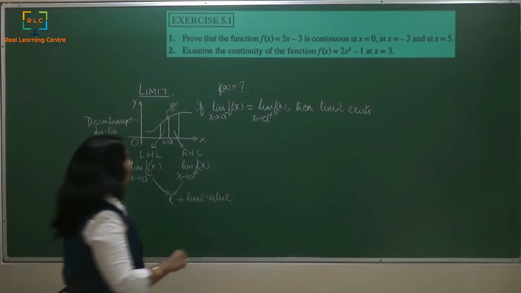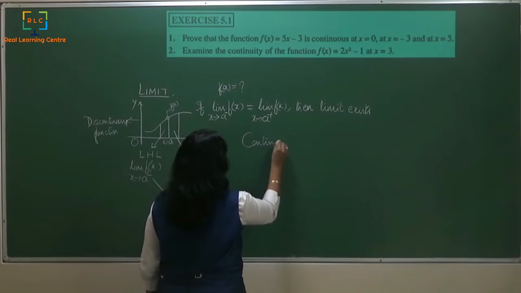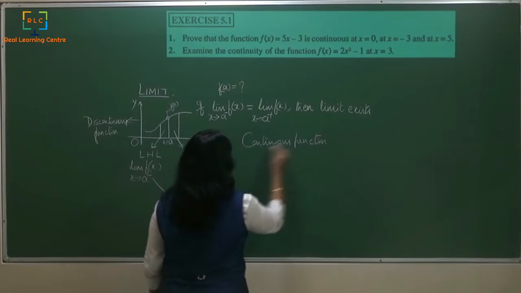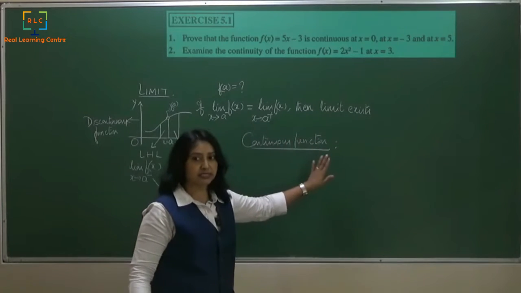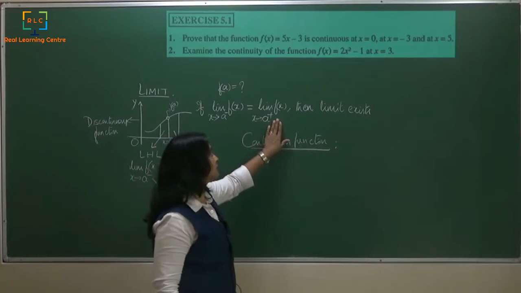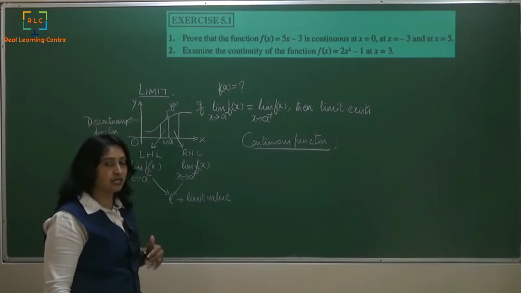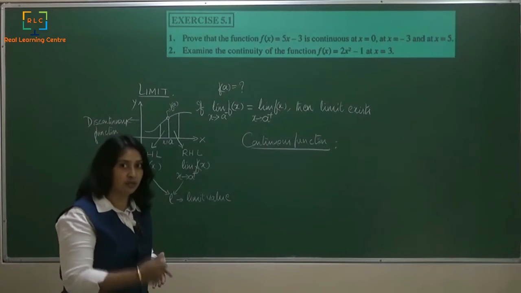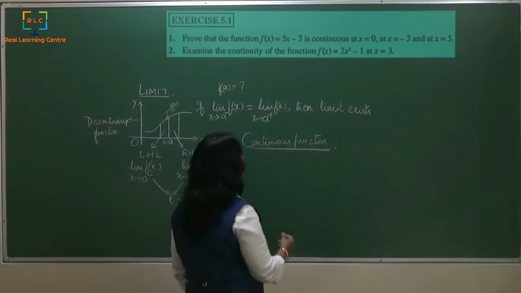Okay, so now what is a continuous function? What is the definition of a continuous function? We already saw that if LHL is equal to RHL, the limit exists, and if this LHL equals RHL equals f of a at that point also, then we say it is a continuous function. The continuous function definition is very important for your 12th standard.